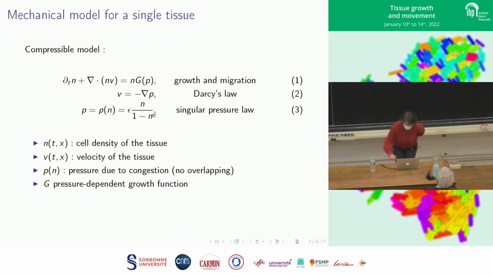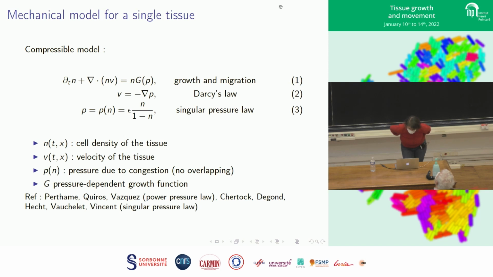And the last thing I want to mention is that here I suppose that the growth also depends on the pressure, which means that I would typically take G decreasing. This means that the cells will tend to slow their growth when there is too much congestion. Okay, some references. It was first introduced with a power pressure law, a pressure law that can be a bit different. And then this singular pressure law was proposed to model the non-overlapping.